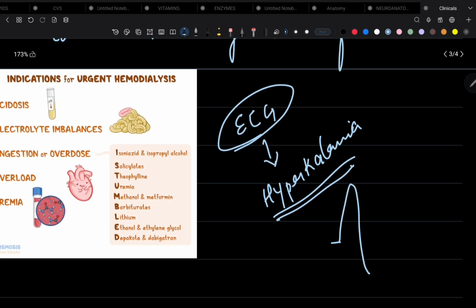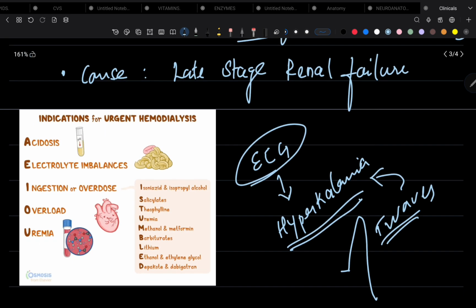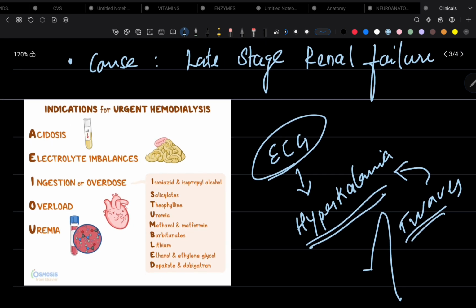Whenever an ECG shows tall T waves, we should always rule out hyperkalemia, because hyperkalemia is a very serious medical emergency which can lead to cardiac arrhythmias and sudden cardiac arrest. So an infusion of IV calcium gluconate can save the life of the patient. So uremia is that much dangerous. It can lead to hyperkalemia.